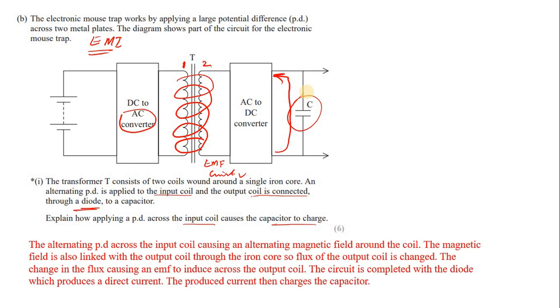You can write this answer in this way, or you can rephrase it in your own words. But the idea is that the alternating magnetic field of one coil links with the second, causing an induced EMF in the second coil.